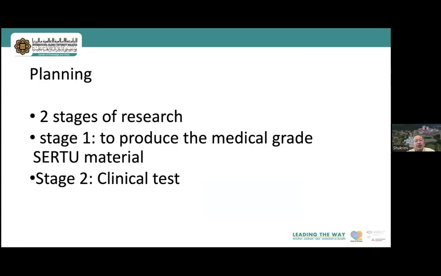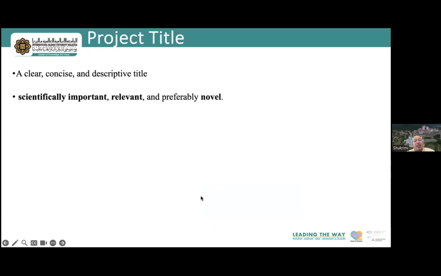So for this, I plan to do it in 2 stages. Stage 1, to produce the medical grade Sabtu material. And in stage 2, we would like to test it clinically, whether in terms of safety, in terms of effectiveness, and so on. Okay. So project title, what is the suitable project title for this research? So again, as I mentioned earlier, it must be clear, concise, and descriptive title, and scientifically important, relevant, and preferably novel. That's the idea that we have to come out with.